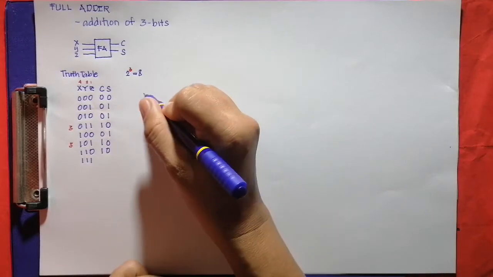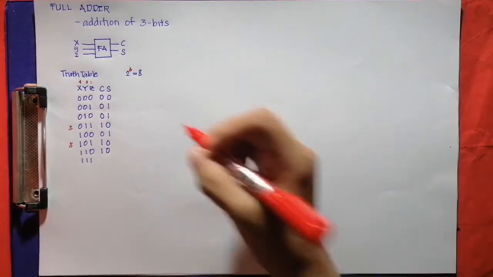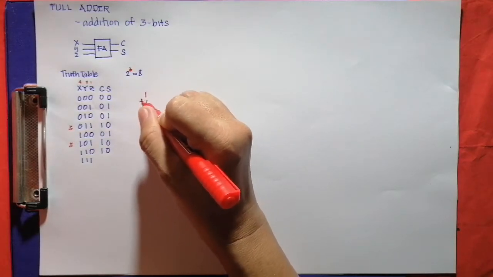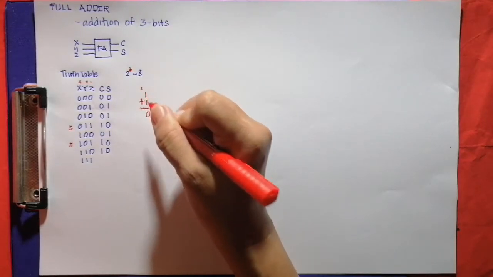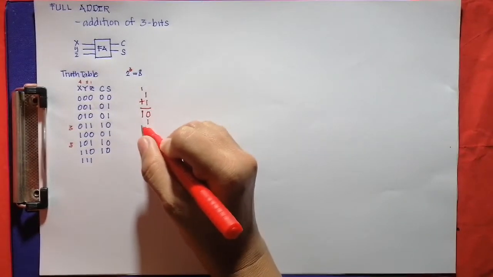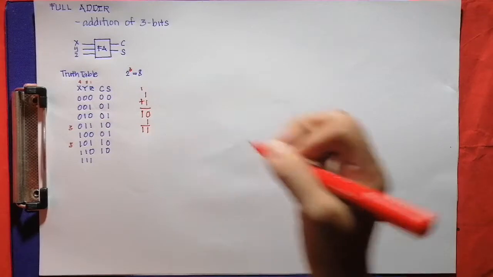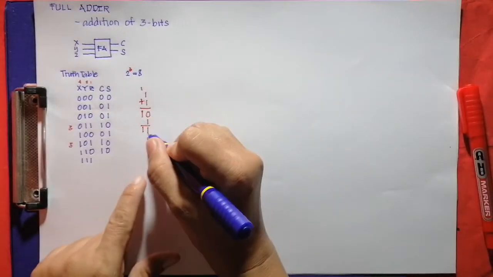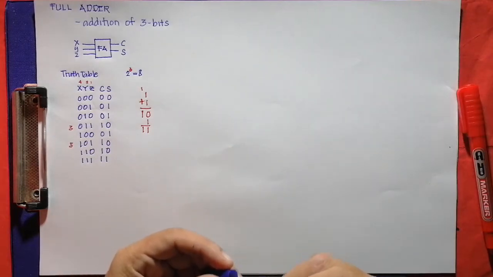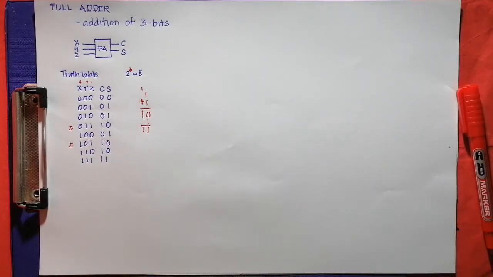1 plus 1 is 0 with a carry of 1. So bring down 1, plus 1, so 1, with the sum of 1 with a carry of 1. So that completes now the truth table for a full adder.